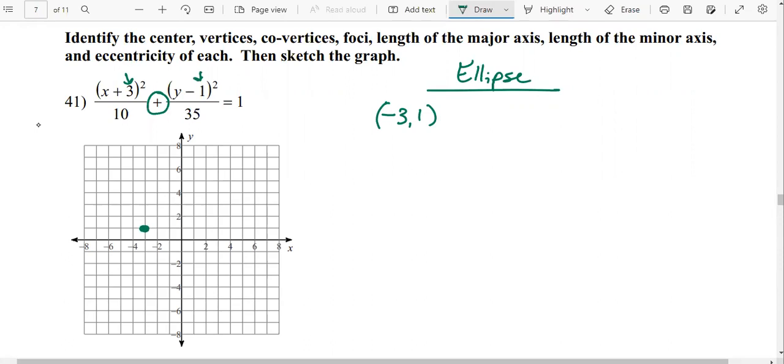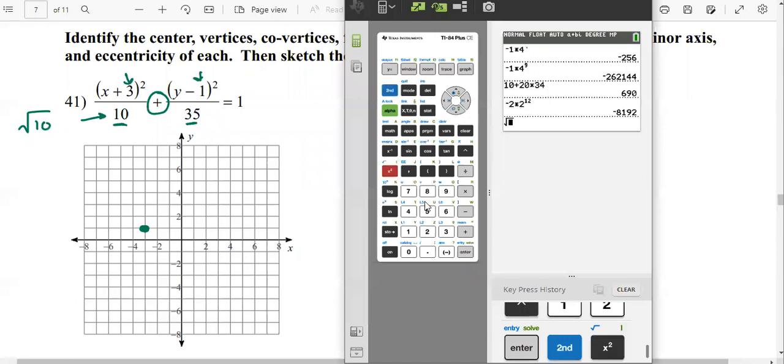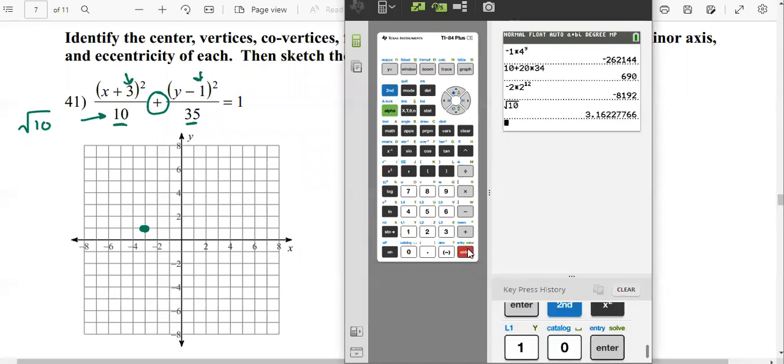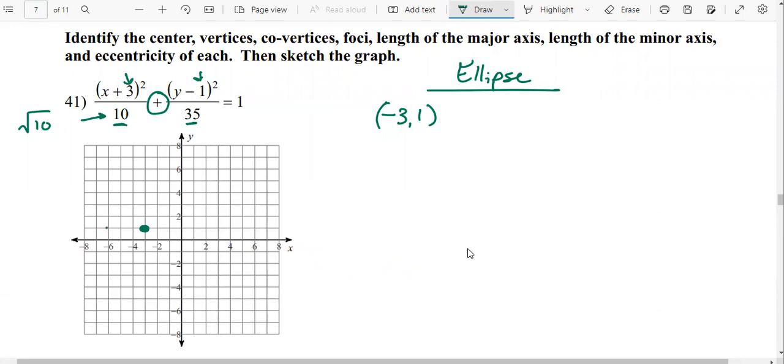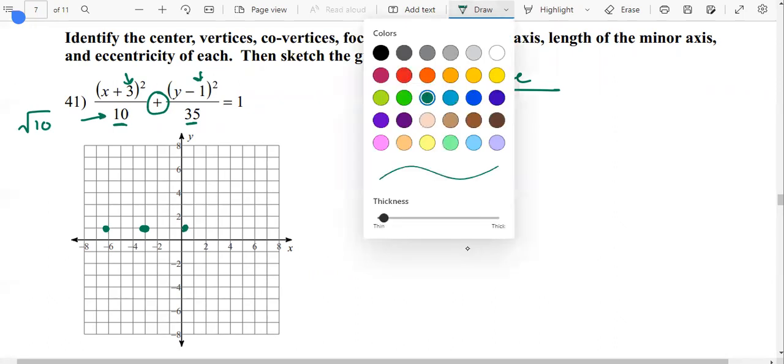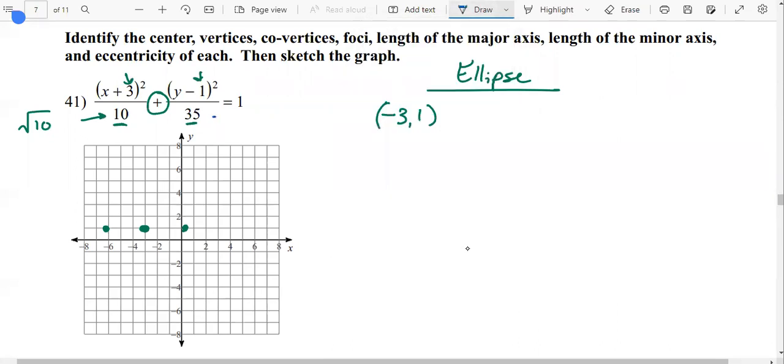All right. Now, the numbers underneath here tell us the vertices and the co-vertices. So from the center point, we will go left and right by not 10, but the square root of 10. And the square root of 10 is a little more than 3. Square root of 10, 3.16. So I'm going to go 1, 2, 3, and a little bit more. And 1, 2, 3, and a little bit more. These are the co-vertices. And the way I know that is because that's the shorter side. Because the other one is the square root of 35.